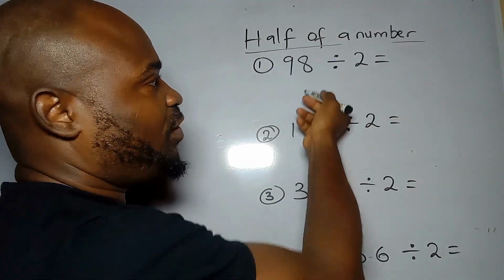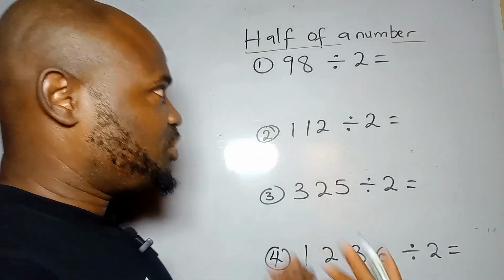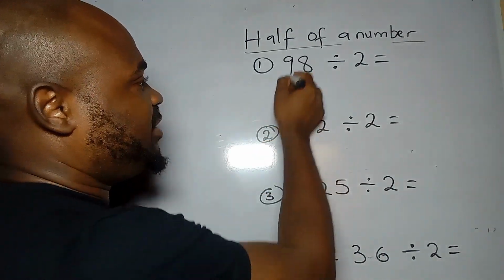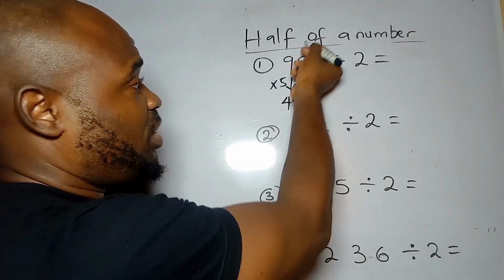That is, find half of what? 98. Now I know it's easier for you to calculate half of this two-digit number, but let's just use the trick and say, now multiply the first digit by 5. 9 times 5 is obviously what? 45. What is half of the last digit?